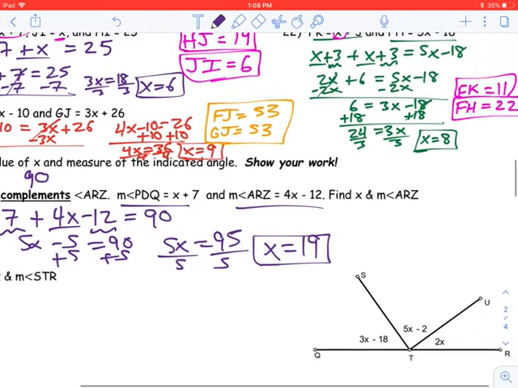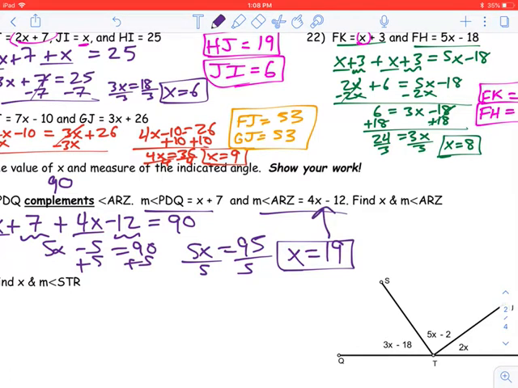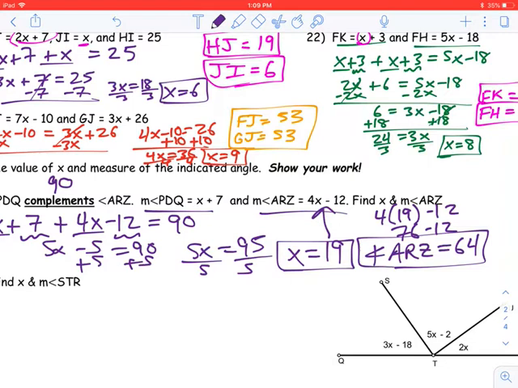Okay, so find ARZ, I just plug it right into there. And so angle ARZ is going to be 4 times 19 minus 12. So 4 times 20 is 80, so that'd be 76. 76 minus 12 is, 86 minus 12. No, I was right the first time. I need my calculator. Don't do your things in your head. 4 times 19, 76 minus 12 is 64. So angle ARZ equals 64. There we go.